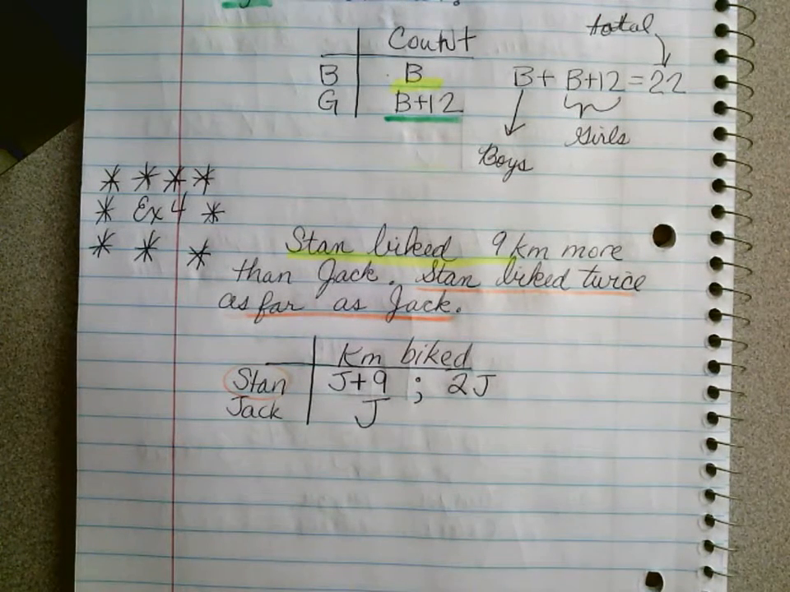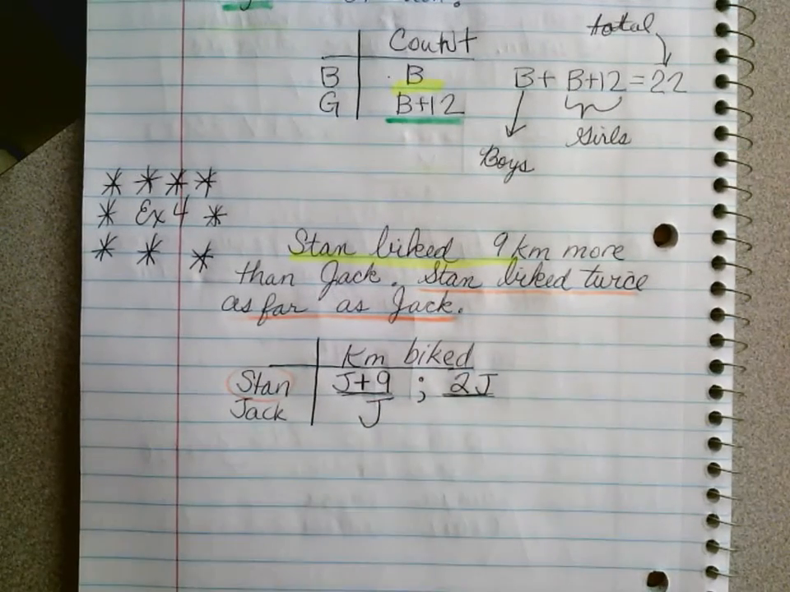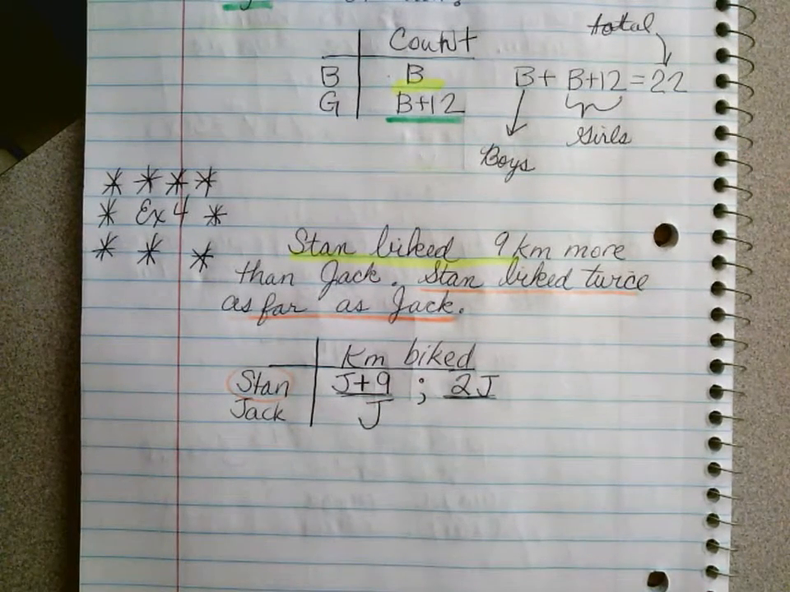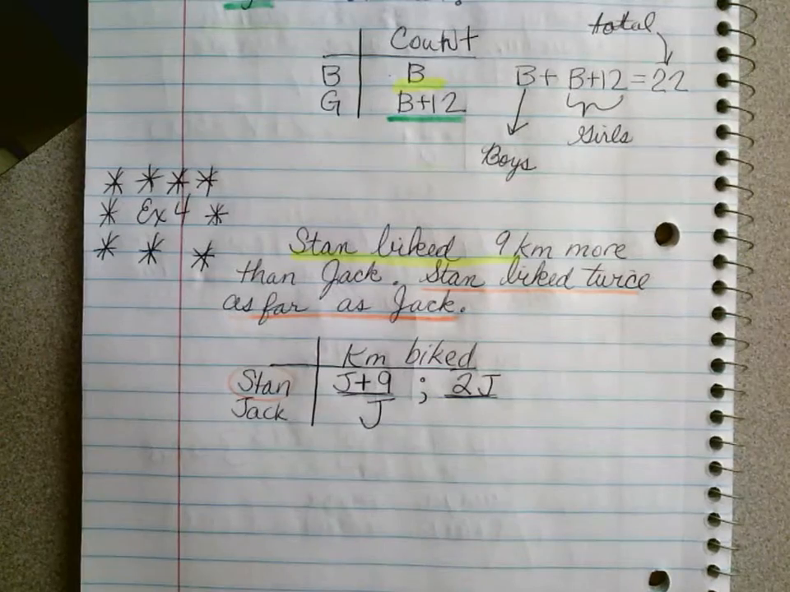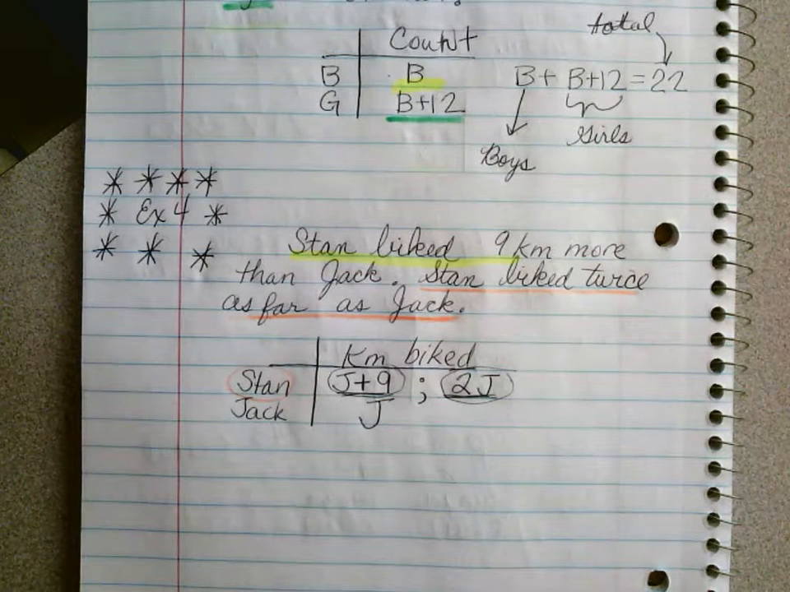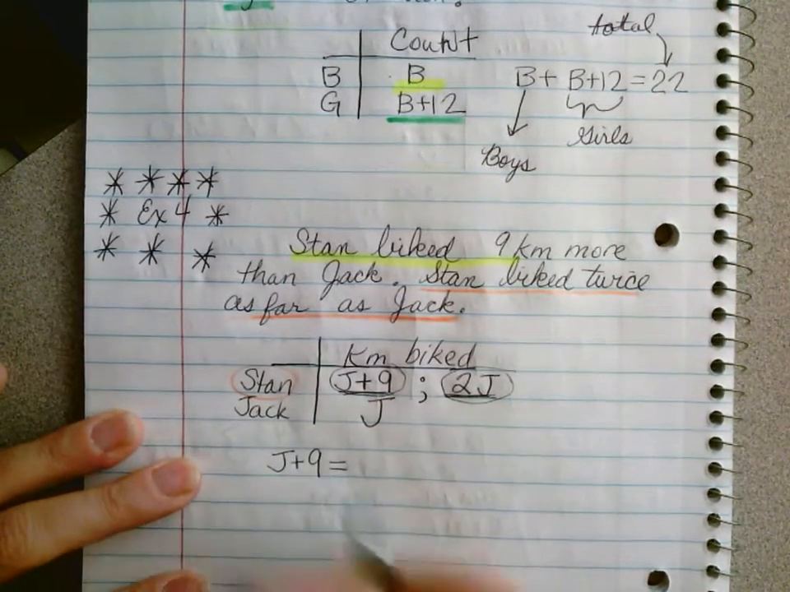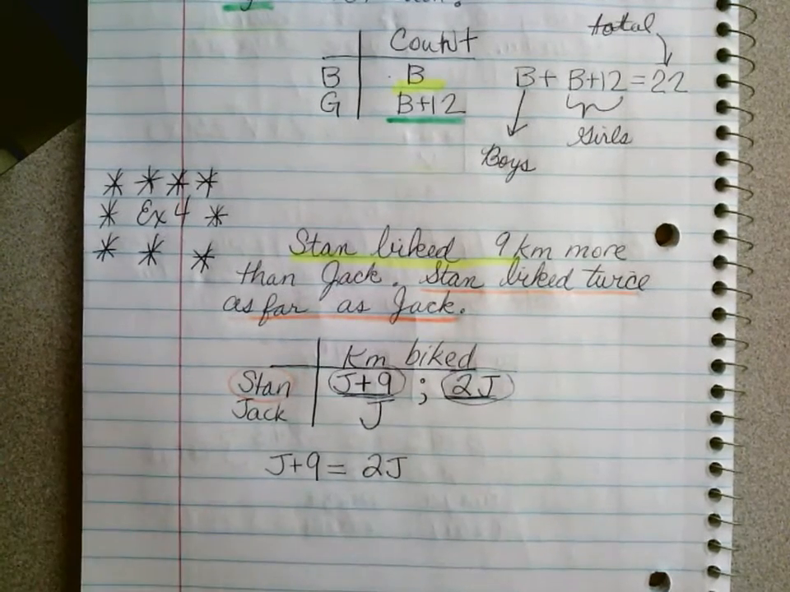There's no total, right? No total here. However, I know that what Stan biked is described two ways. Isn't what Stan biked the same as what Stan biked? It's just being described differently. So if two items are the same, how do you relate those to one another using a symbol? Equals. What Stan biked equals what Stan biked. Okay?